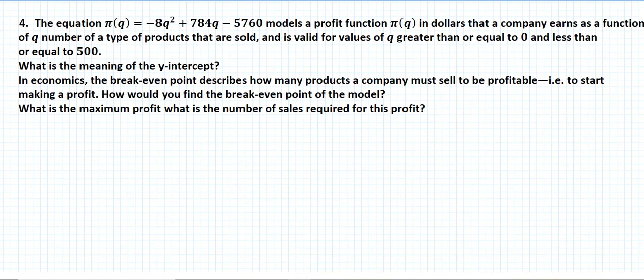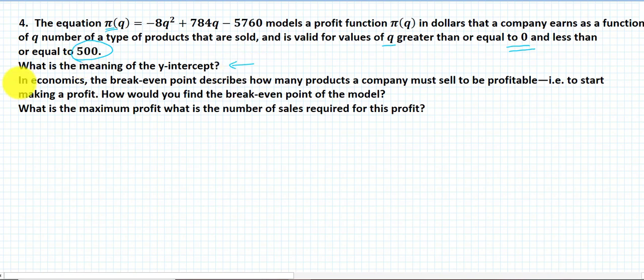Okay, this example is a little bit different. We're given the profit, again, pi. We're given the profit that a company makes from selling a number of items, Q. But this time we know that Q must be above 0, but less than 500. So we have a constraint on Q. What is the meaning of the y-intercept?